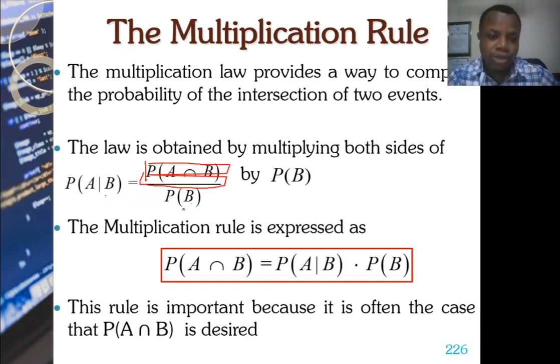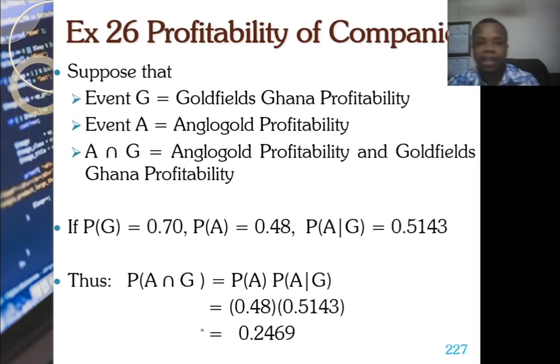So once we know these two terms in here, we can easily estimate their intersections and just find their probability. So let's see an example using the Goldfields and that of the Anglo-Gold profit situation. Now, in this case, we already know the profit chances of Goldfields as achieving that profit to be 70% and that of Goldfield to be 0.08%.